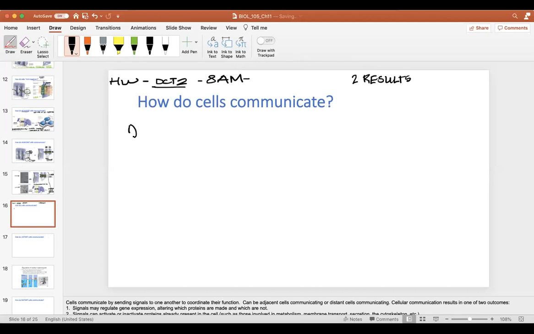The first result is that signals from cell to cell can cause changes in something called gene expression. Now, what do I mean by gene expression? Well, you know that in your nuclei, you have a whole bunch of genes, and those genes function as an instruction book. That instruction book is literally the instructions on how to make an entire organism.